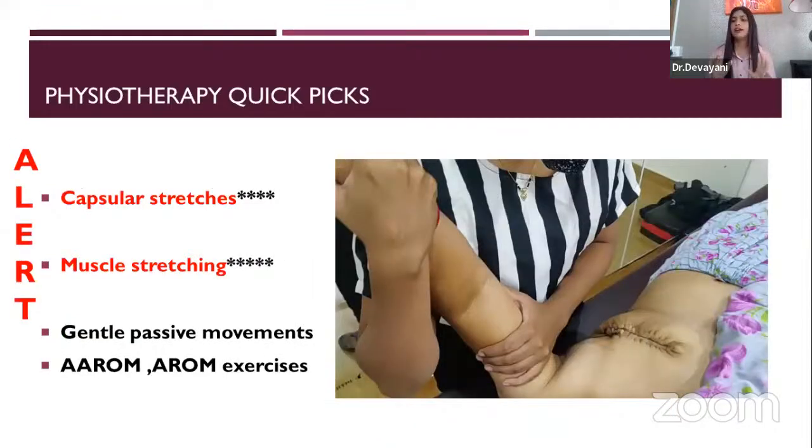Alert. When we do muscle stretching and capsular stretches, yes, you can give them, but be a little bit alert. You should not go into the range where you damage the tissue and lead to a lot of vasodilation. You will present the patient with lymphedema, which she never had. So any kind of extreme tissue stretch or extreme muscle stretching will lead to seromas and lymphedema. So gentle passive movement, active assisted movement, and active range of motion exercises are the best in these cases.